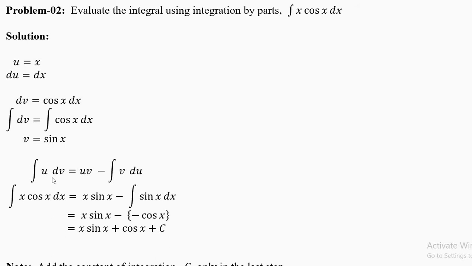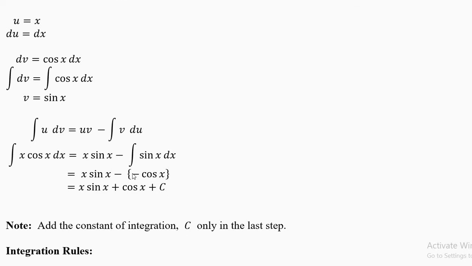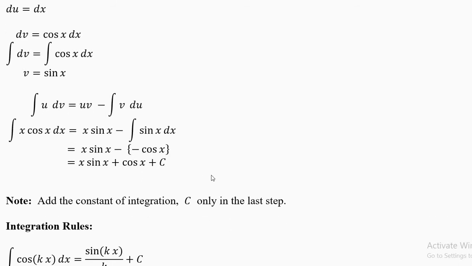Now your main formula is integral u dv equal to uv minus integral v du. Now u equal to x and v equal to sine x, you will get x sine x minus integration of sine x. Now v equal to sine x, du equal to dx. Now integrate sine x, you will get minus cosine x. That's why I put a bracket here. Minus into minus is plus. The final answer is x sine x plus cos x plus c.